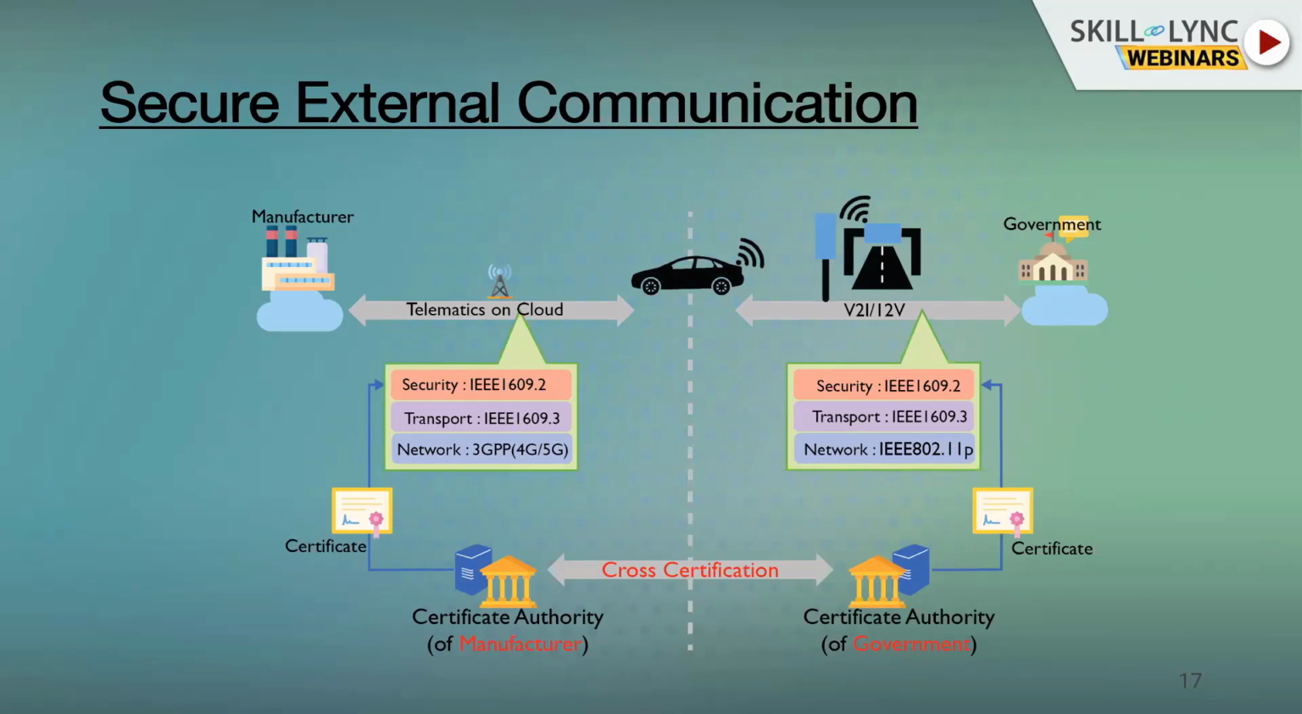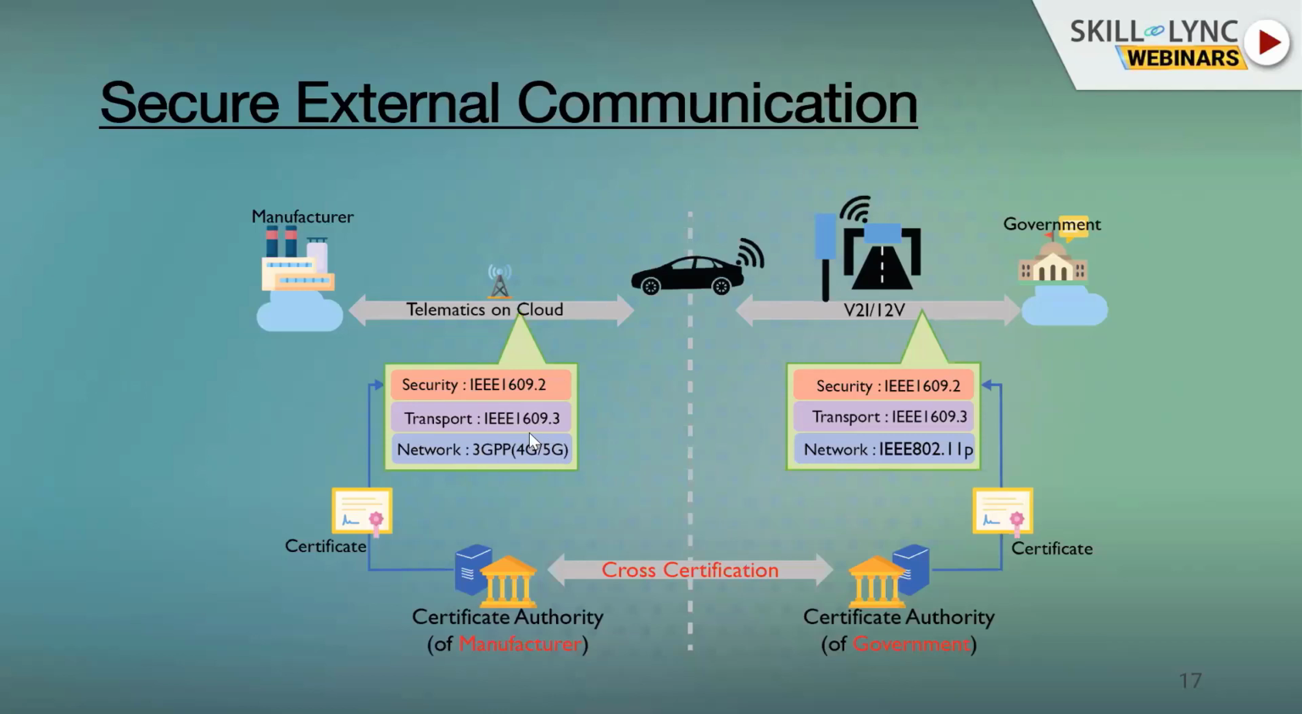1609.2 is the IEEE standard for wireless access in the vehicular environment, covering security services for application and management messages. This standard basically defines secure message formats and processing for use by the wireless access in the vehicular environment, which is called WAVE. Now this includes methods of securing WAVE management messages and methods to secure the application messages. So this particular standard contains all those things.